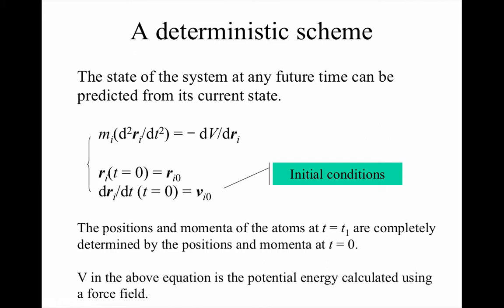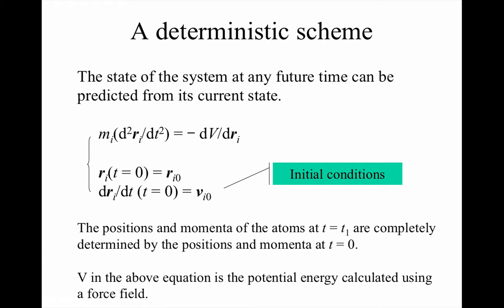Now, in order to solve this second order differential equation, we need two initial conditions. First, we need to know where the particles are at time equals 0. This is r_i(0). And then we need to know the velocity of these particles at time equals 0, and this is v_i(0). With these two initial conditions, we can now solve Newton's second equation, and by this the positions and momenta of all the atoms at any time after t equals 0 are completely determined.